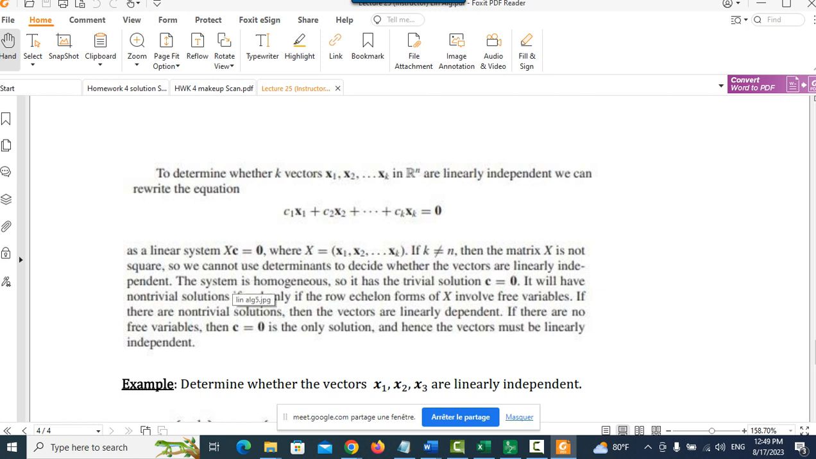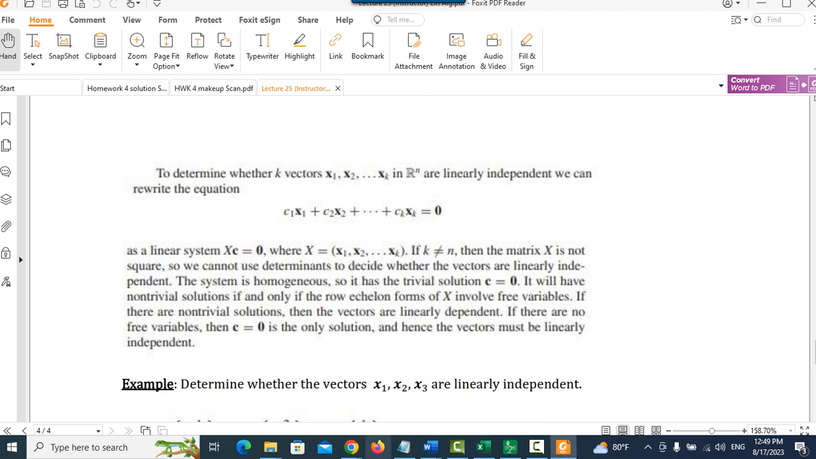Now the system is homogeneous, so it has a trivial solution c equal to 0. It will have a non-trivial solution if and only if the row echelon form of X involves free variables. If there are non-trivial solutions, then the vectors are linearly dependent. If there are no free variables, then c equals 0. So the column of coefficients, c, is the column representing all of the coefficients, equal to 0 is the only solution, and hence the vectors must be linearly independent.